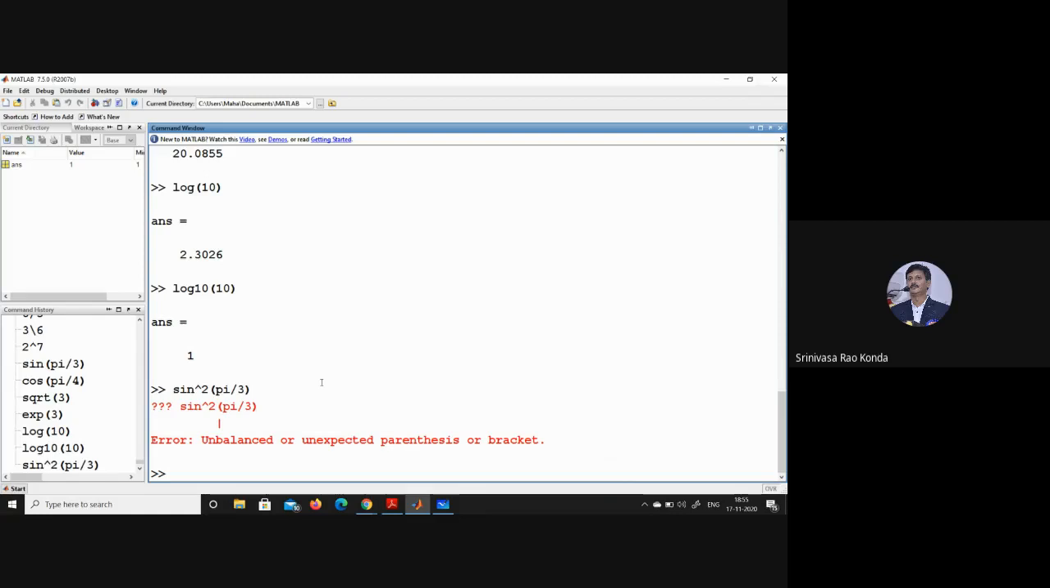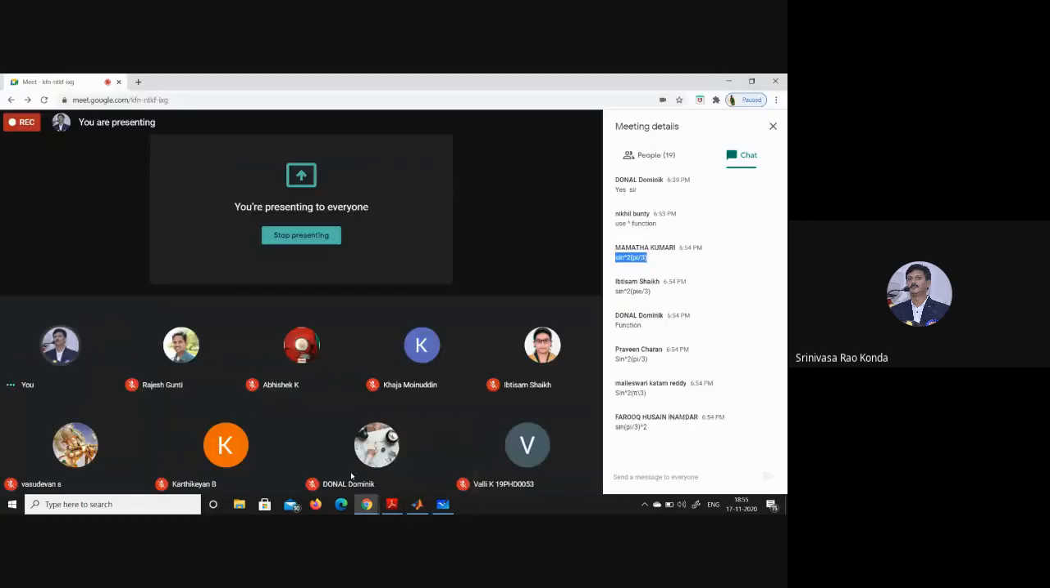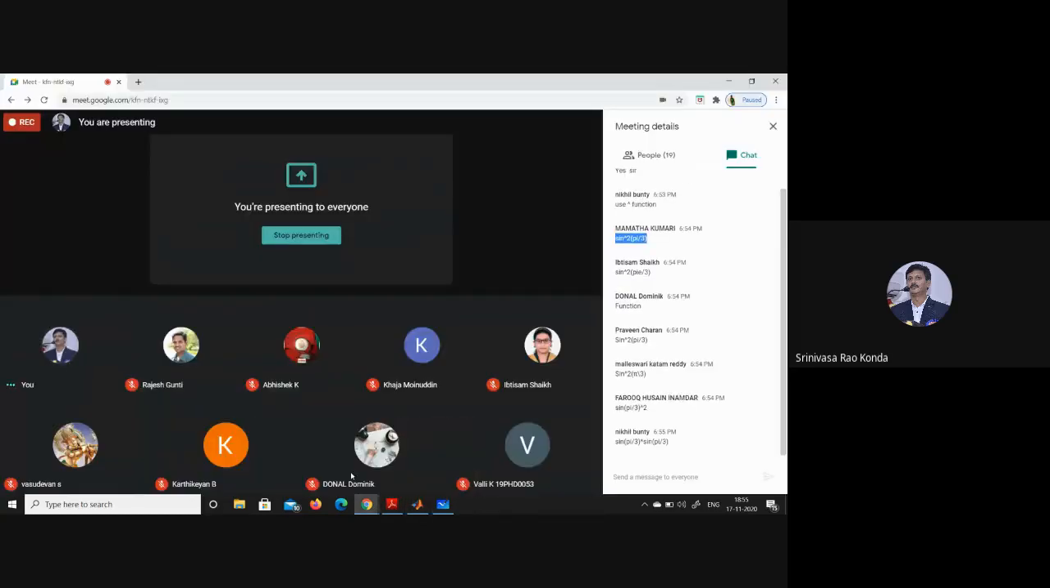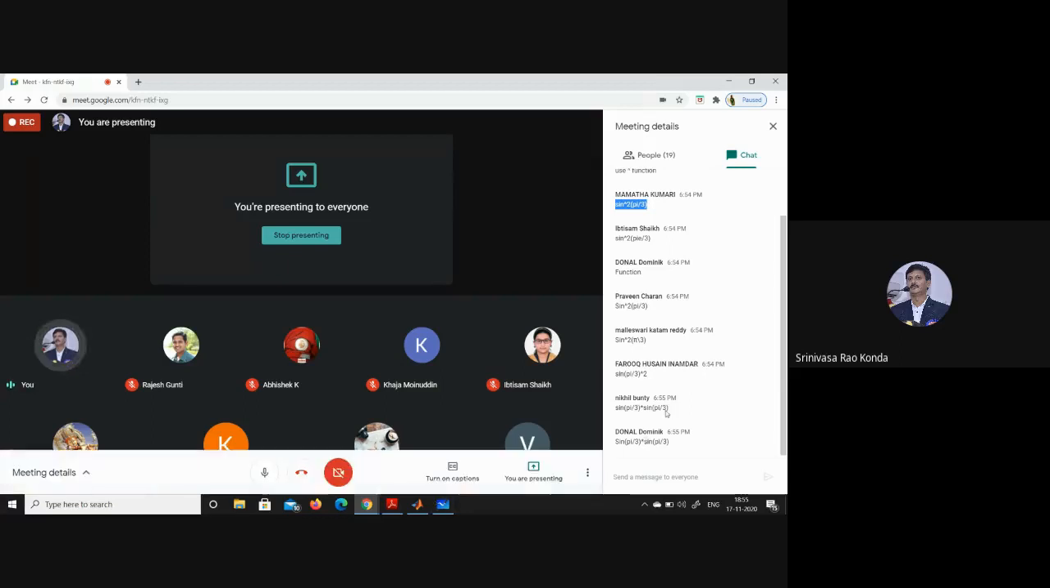Whenever we make a mistake, MATLAB gives an error like this. Whatever you entered is a wrong command. So anybody from the participants, how to make it a correct command? Okay, Nikhil Bunty: sin pi by 3 times sin pi by 3. Farooq Hussein is correct, and Donald Dominic is also correct. Both sines are small sin. Okay, this is correct. I am entering this, and this is the correct value.